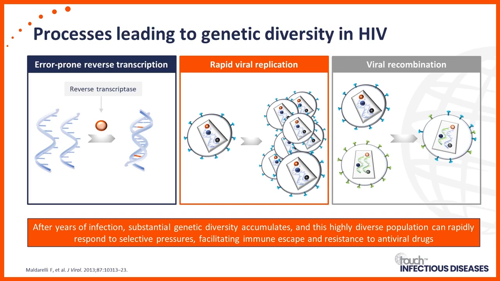Then secondly, viral replication is fast and extensive. So many replication cycles happen in a short time. Many viral particles are produced, many cells get infected, and this speeds up the accumulation of these mutations. So we say that HIV has a high mutation rate.